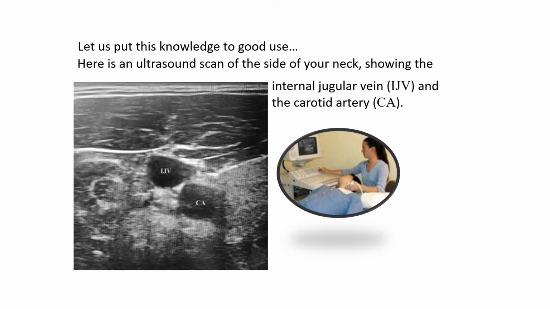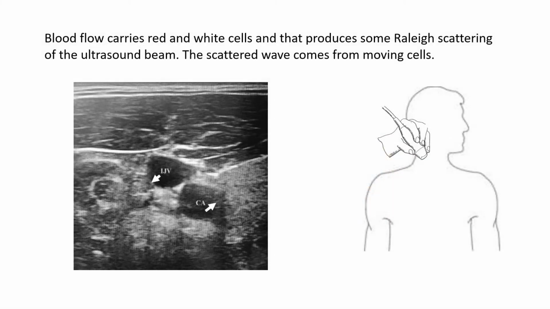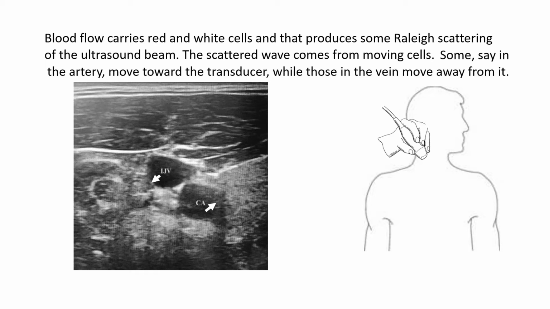Here's an ultrasound scan of the side of your neck, showing the internal jugular vein, IJV, and the carotid artery, the one with CA. Blood flow carries red and white cells. That produces some Rayleigh scattering of the ultrasound beam. The scatter wave comes from moving cells. Some, say in the artery, move toward the transducer, while those in the vein move away from it.